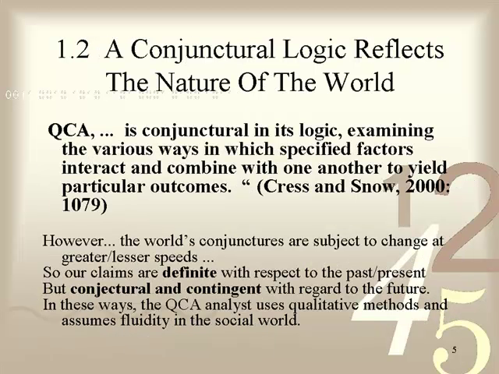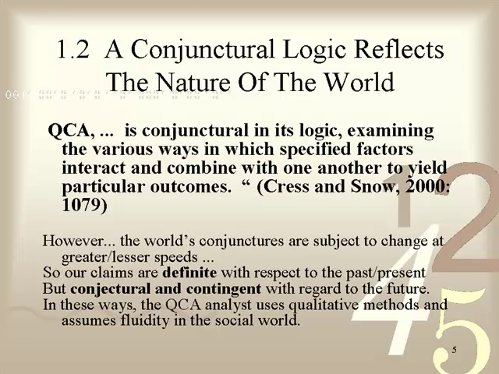The second point of basic assumptions underlying QCA is the conjunctural logic, and you may link this up with complexity theory. QCA is conjunctural in its logic, examining the various ways in which specified factors interact and combine with one another to yield particular outcomes. So in a way, I'm repeating an earlier point. But here we notice that the world's conjunctures are changing at different speeds. We don't expect some of them to change very fast, perhaps social class, but some of them we expect to change very fast, like the regulation of fair labor in trade. So our claims are definite with respect to the past and the present, but they're conjectural and contingent with regard to the future.